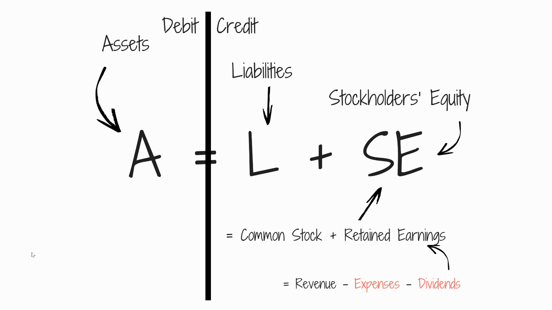Revenue increases retained earnings. Therefore, it increases with a credit and decreases with a debit. Expenses and dividends reduce retained earnings. So expenses and dividends increase with a debit, thereby decreasing retained earnings. And expenses and dividends decrease with a credit, thereby increasing retained earnings. So underneath the expenses and dividends, you see here that both of those increase with a debit. And that again is because of the effect that they have on retained earnings.